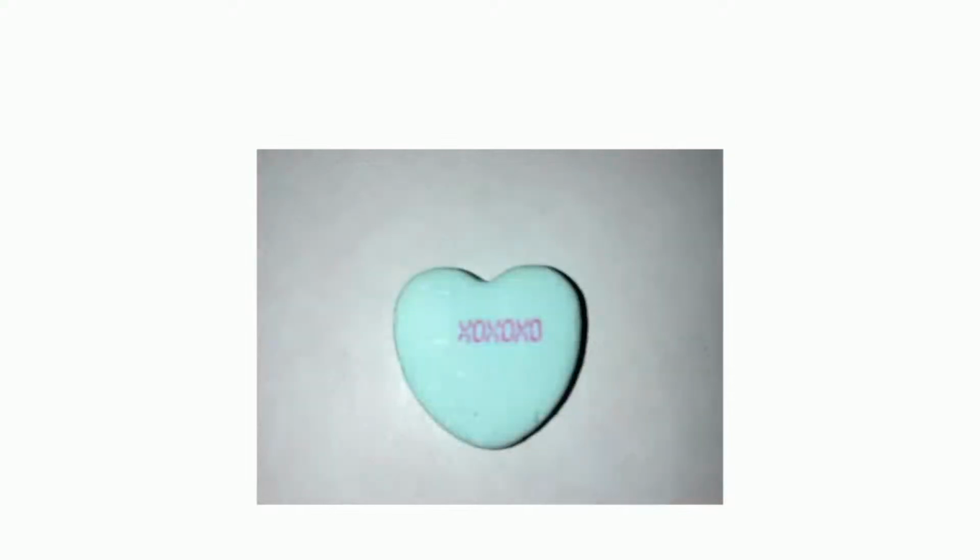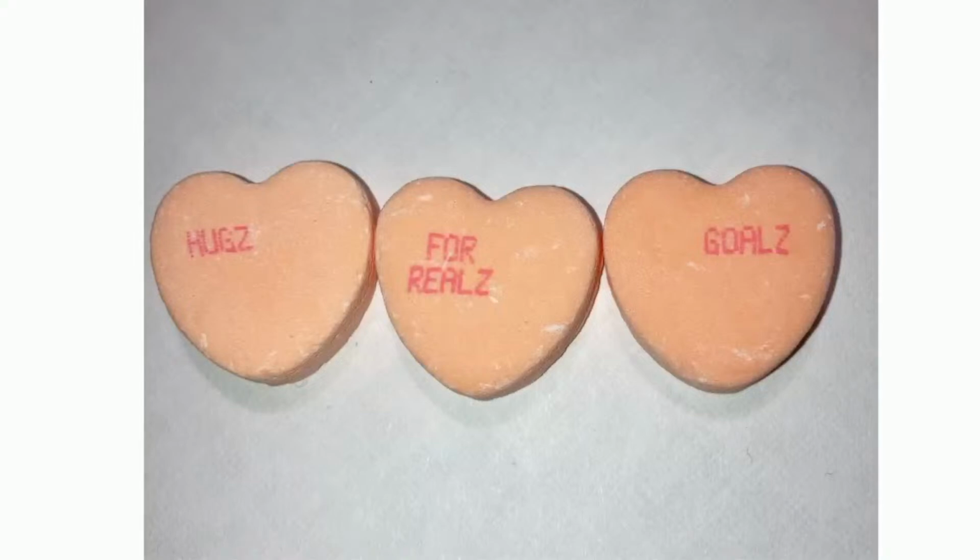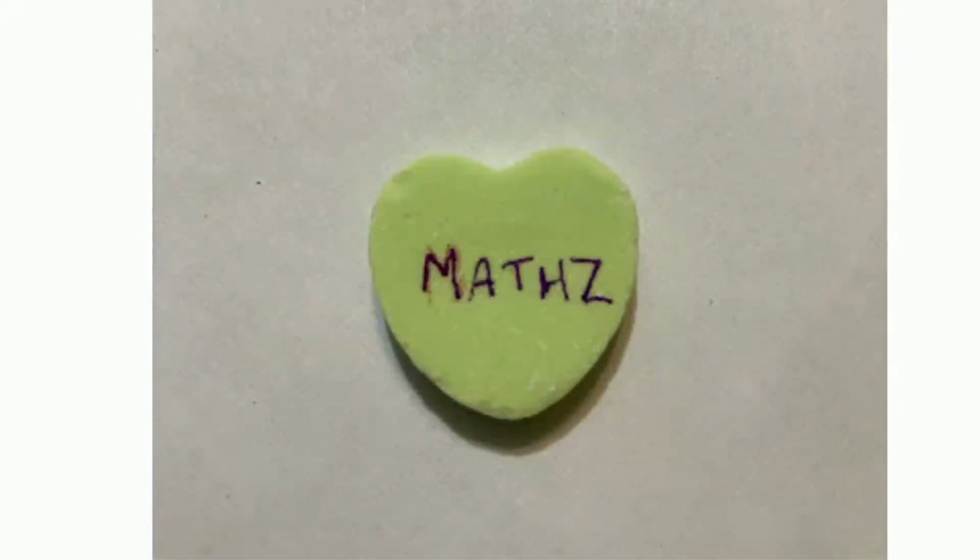I like this one. You have the variables x times o times x times o. Would that be x cubed times o cubed? I was intrigued by this. They changed the s to a z. So you got "hugs for reals and goals." And then I was overjoyed to find another one with a z on it, and it was "maths."